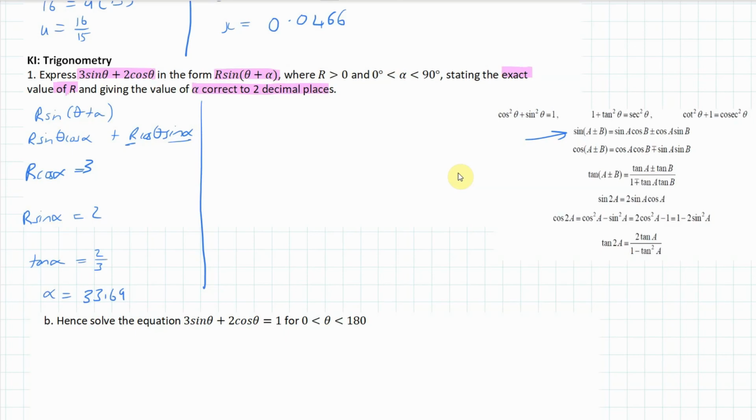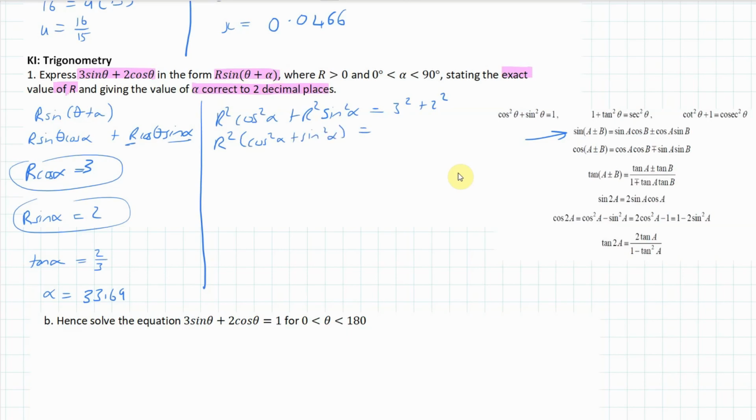And to get r, remember we can square both this and this. So we end up with r squared cos squared alpha plus r squared sine squared alpha equals 3 squared plus 2 squared. You can factorize out that r squared, and you've got cos squared alpha plus sine squared alpha equals, on the other side, 9 and 4, 13. And you know that this here is 1, so that's good. So r is equal to the square root of 13.